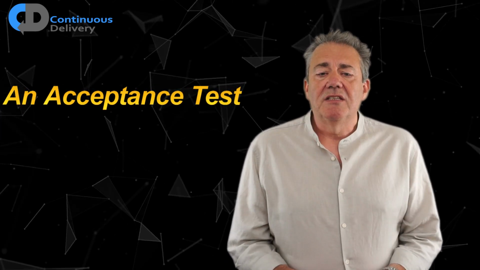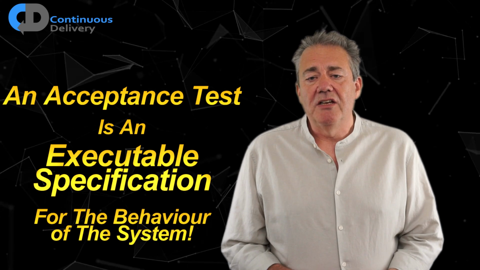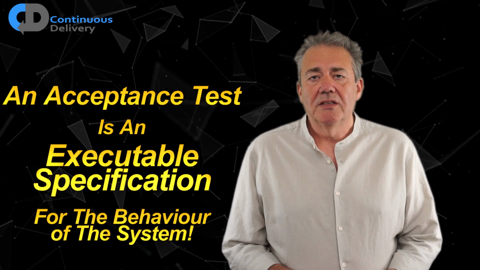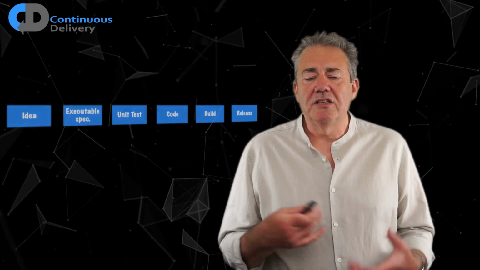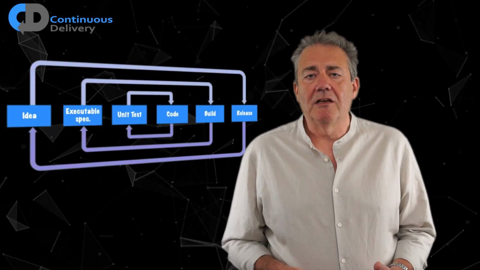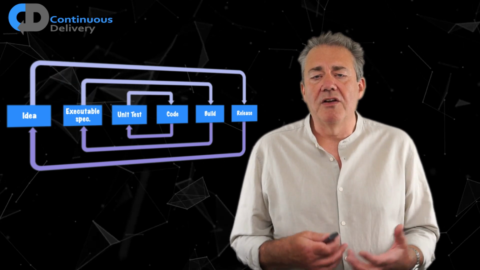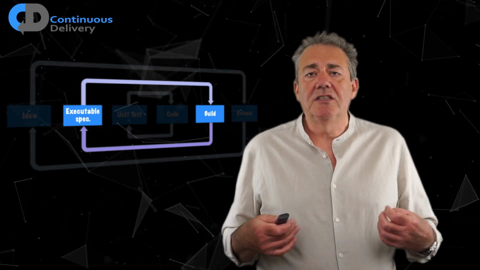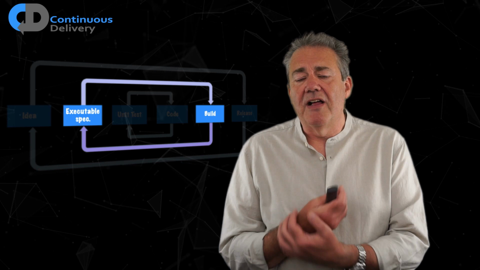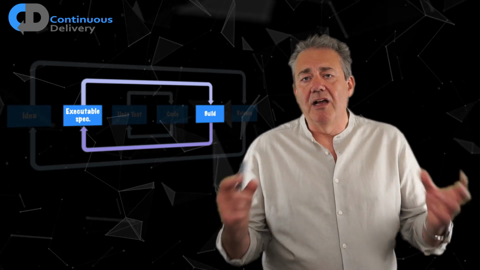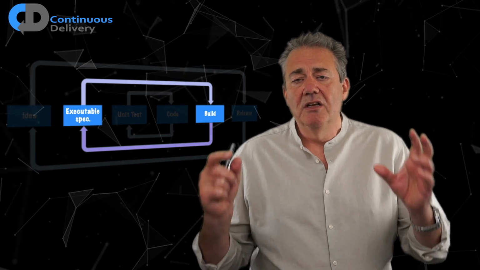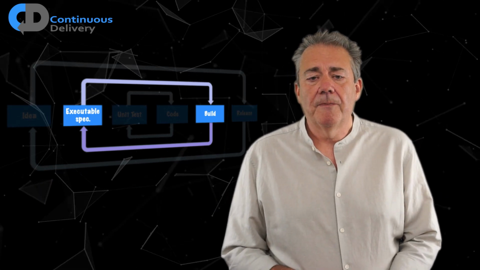But let's start thinking about what a good acceptance test is. An acceptance test is an executable specification for the behaviour of the system. I often use this diagram to represent the idea of continuous delivery, this diagram of multiple feedback loops. And the feedback loop that we're focused on here is this one. We're trying to get this slightly higher level evaluation rather than just the technical evaluation of TDD. We're getting a higher level evaluation from the perspective of a user of what the system does.